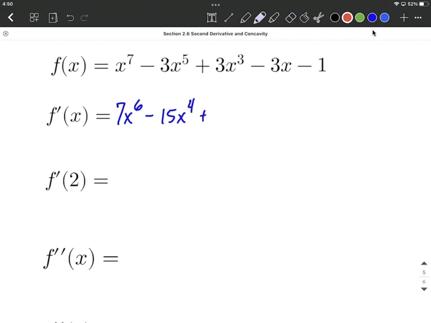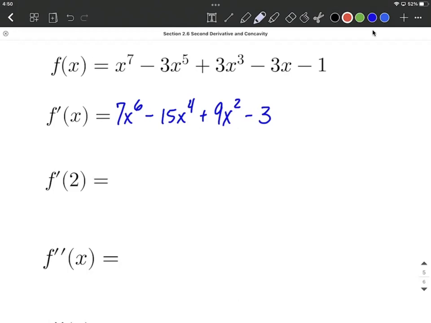Next up, plus 9x squared, same idea, right? Same power rule. Minus, this linear term, just the coefficient out in front is going to be 3, and the derivative of the 1 at the end is going to be 0. So I'm going to leave that off.